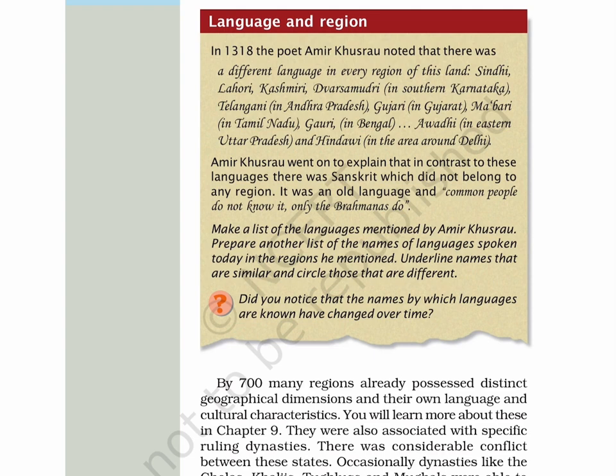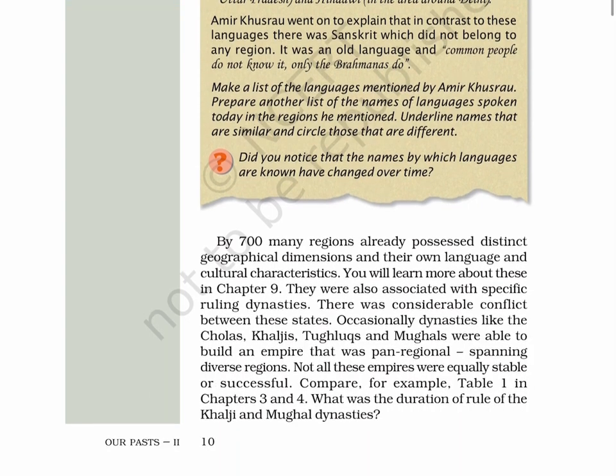Amir Khusro went on to explain that in contrast to these languages, there was Sanskrit, which did not belong to any region. It was an old language, and common people do not know it. Only the Brahmins do. Make a list of the languages mentioned by Amir Khusro.